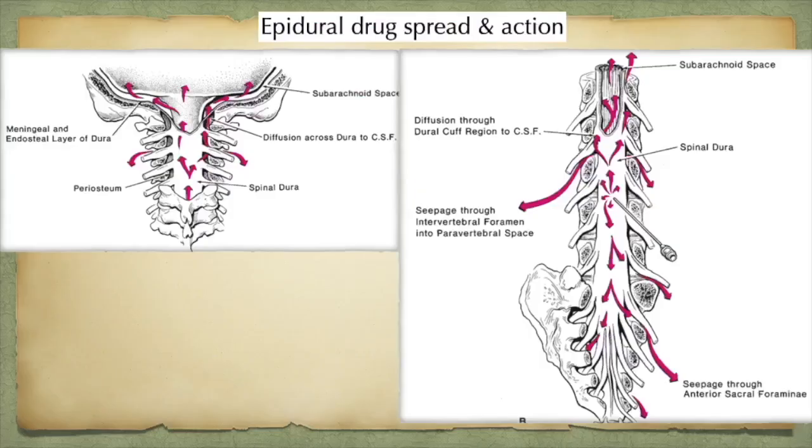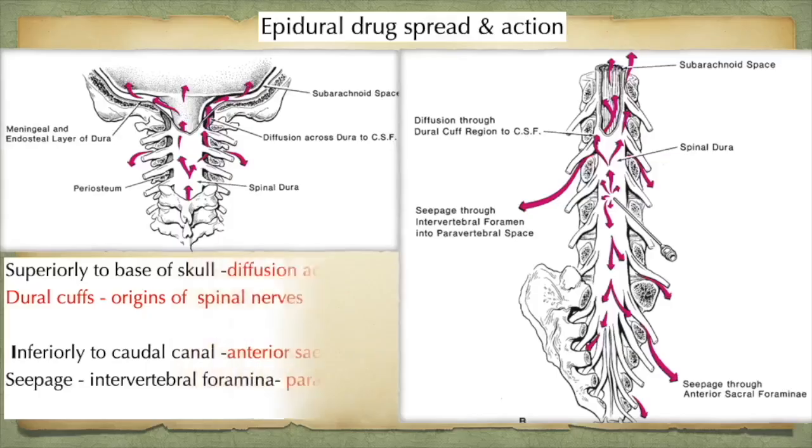Coming to the action of the epidural drug and spread, the drug injected into the epidural space can cross the dura through the weak points, and it can diffuse across the dura to the CSF. They act at the intervertebral foramina where the dural sleeves are thin and can easily penetrate into the spinal cord.